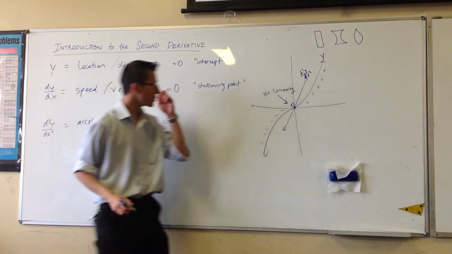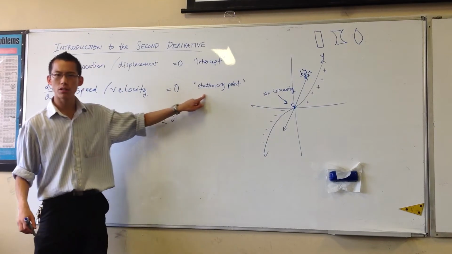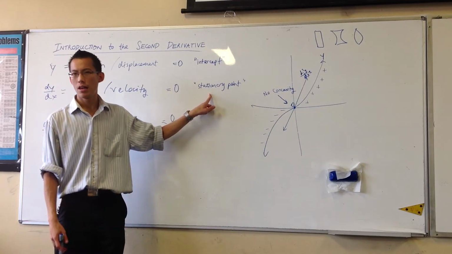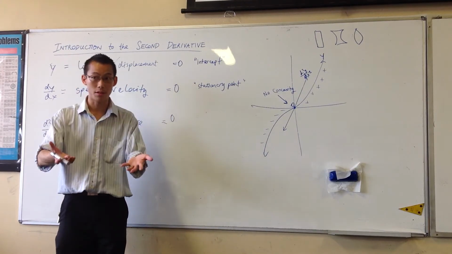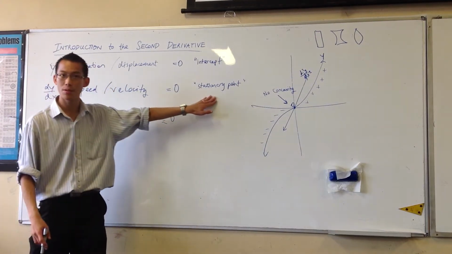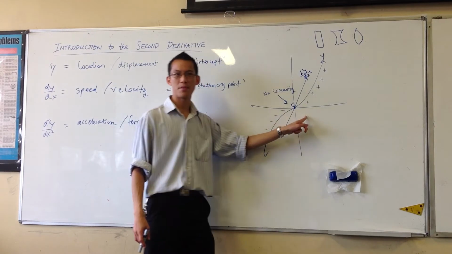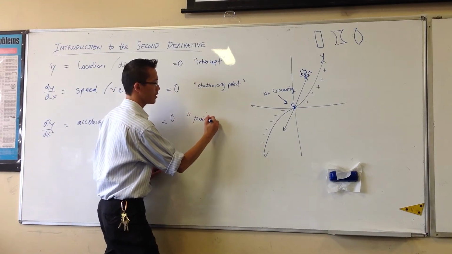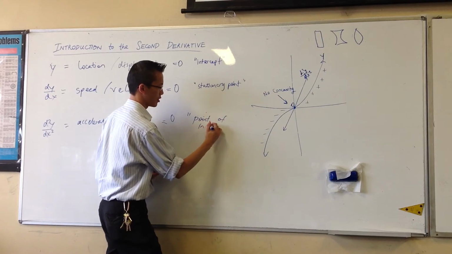Can you remember, why do we call it stationary? What does stationary have to do with anything? Yeah, so it's a geometric description. It tells you about the shape. Now here, how would I describe this shape? Well, we call it a point of inflection.